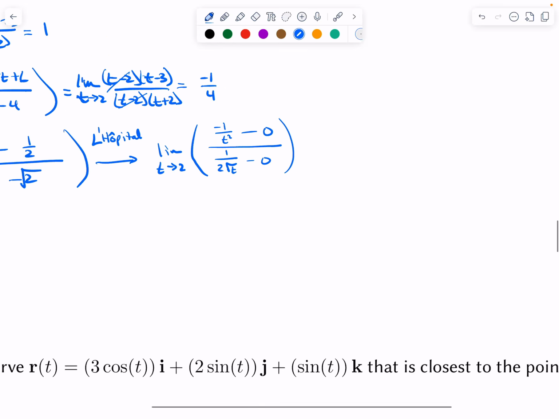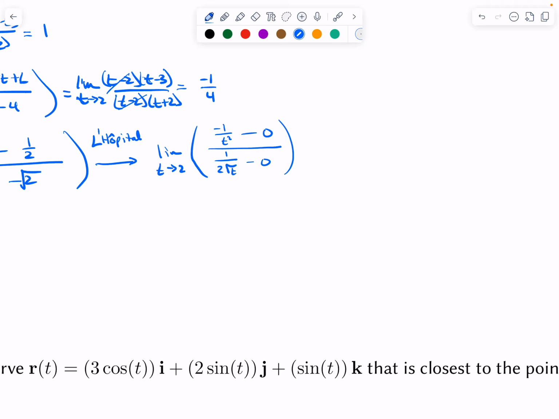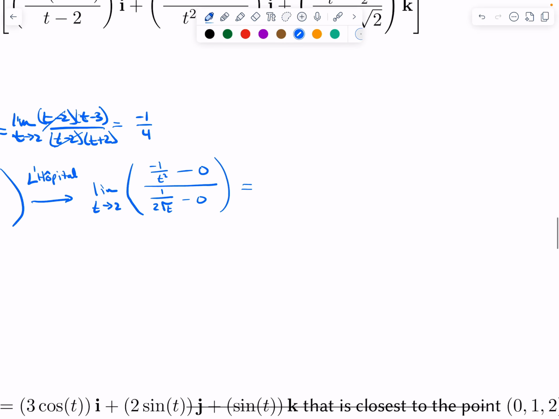Let me clean this up a bit. The whole point of doing L'Hopital is that now you should be able to clean things up to the point that you can just plug in the number. I suppose I could just plug it in right now, couldn't I? Yeah, I don't see why not. Well, let me clean it up nonetheless.